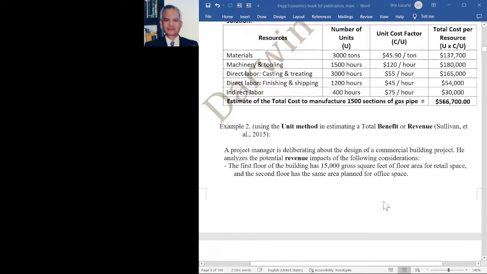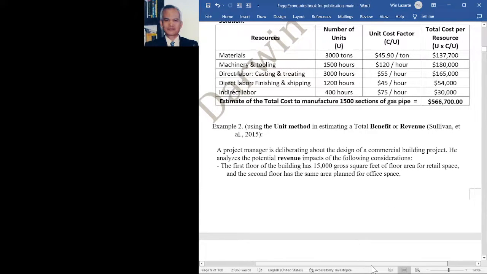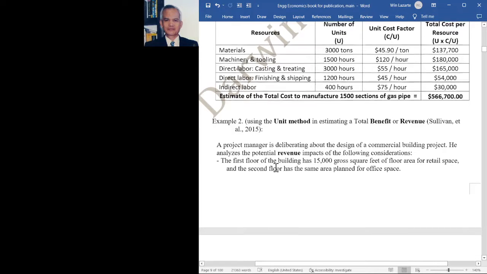Another example, using the unit method in estimating a total benefit or revenue. This example was taken from the reference book by Sullivan and others. This is the problem.